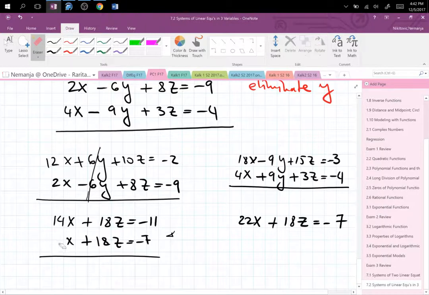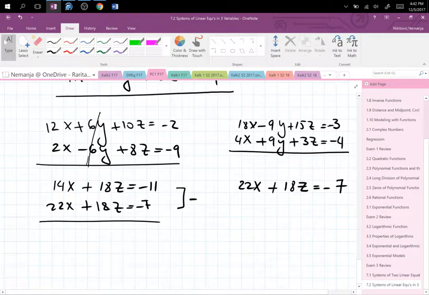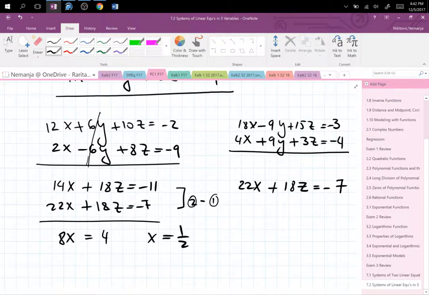It's 22x. So now we subtract, right? Yeah. Let's go 2 minus 1. 8x minus 7 plus 11 is 4. X is 1/2. So you have the same? I have 1/2, yeah. All right.